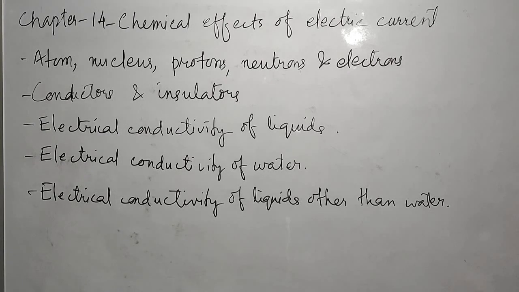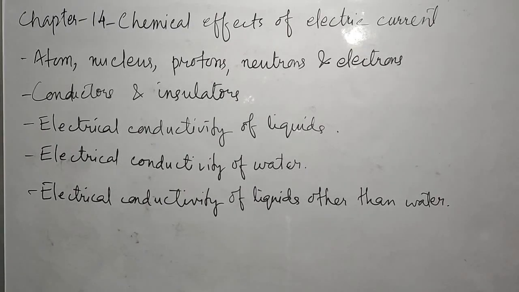Electric current is due to the flow of charges. Usually it is due to the flow of electrons. Now, based on the ability to allow the flow of electric current, substances can be classified into conductors and insulators. So let us see what is a conductor. Conductors are those substances which allow electric current to pass through them, for example, silver, copper, gold, steel, bronze, etc. So these can be called good conductors of electricity.